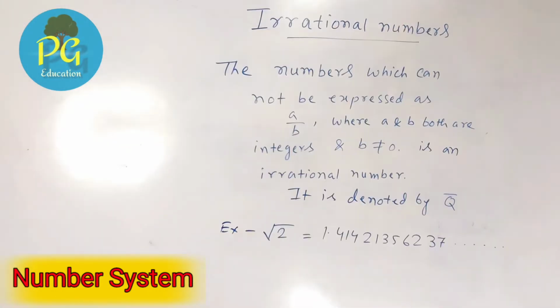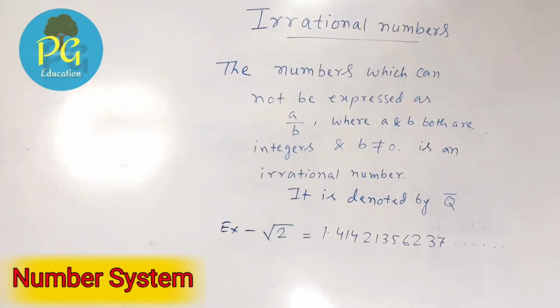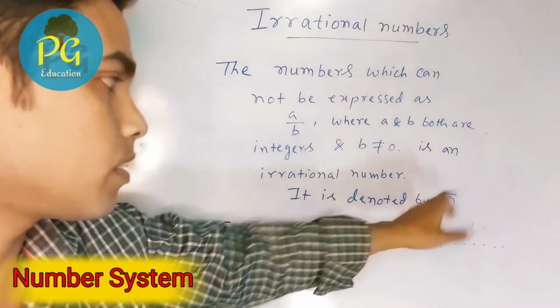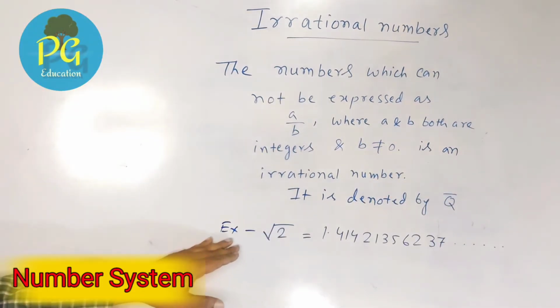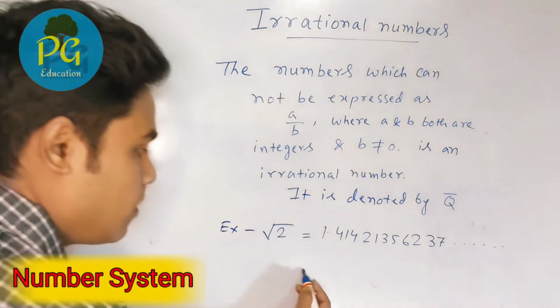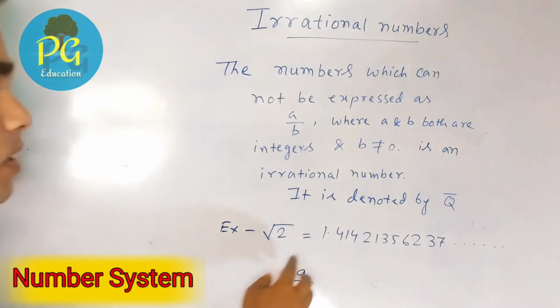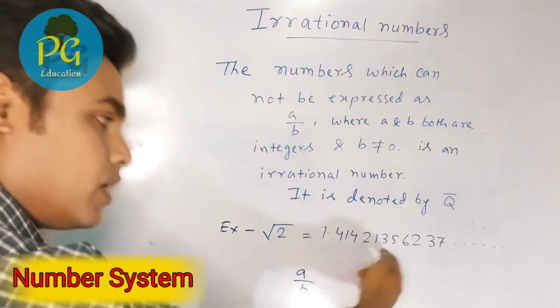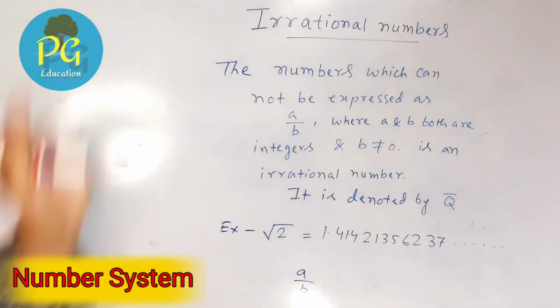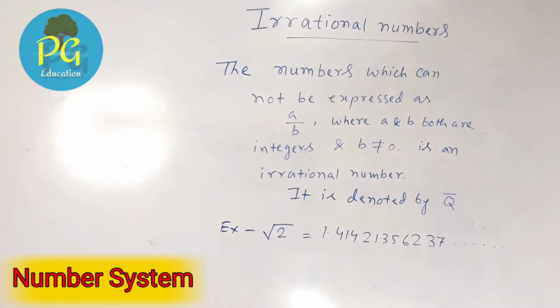Okay. Now irrational numbers. What are irrational numbers? The numbers which cannot be expressed as a by b, where a, b are integers and b not equal to 0, are called irrational numbers. It is denoted by Q bar. So example, root 2. Can you write root 2 as a by b? No, it cannot be expressed as a by b, because root 2 equals 1.4142135623 and so on. It is going and going, so it cannot be expressed as a by b.